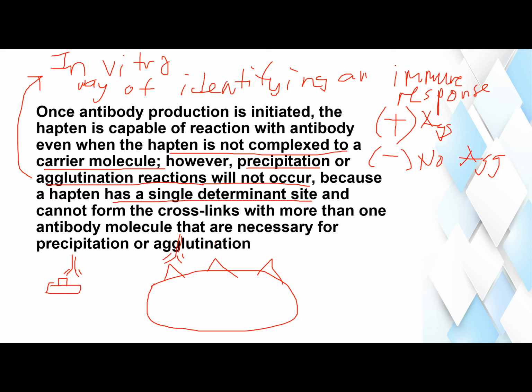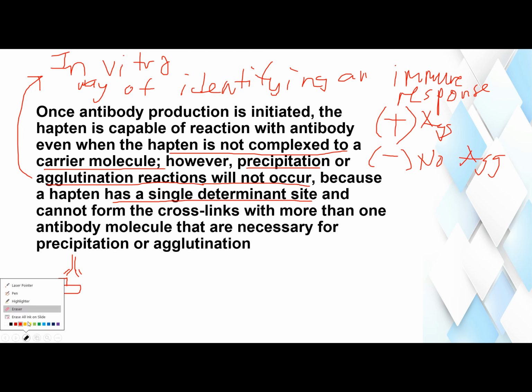Now, with multiple determinant sites, it would cause multiple antibodies to attach with one another due to these multiple determinant sites. So they would form a clump, they would cluster together, and that would cause agglutination or precipitation. But in the case of your hapten, it only has a single determinant site. Since it only has a single determinant site, it cannot form the so-called crosslinks with more than one antibody molecule. So imagine this would be another antibody.